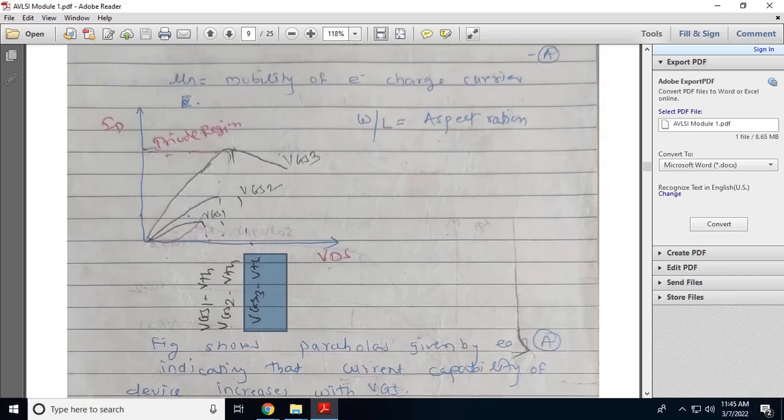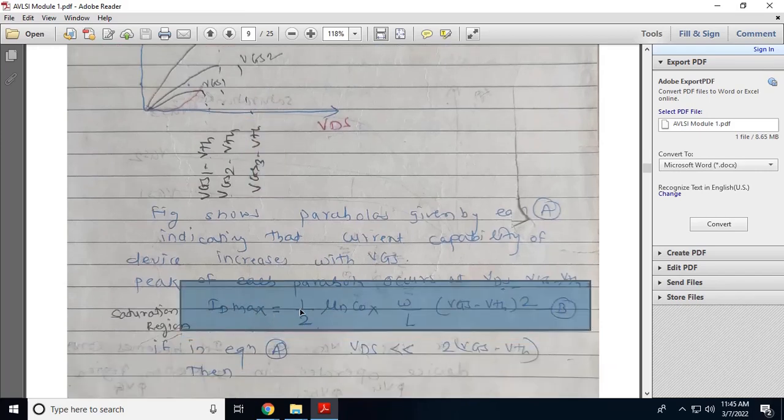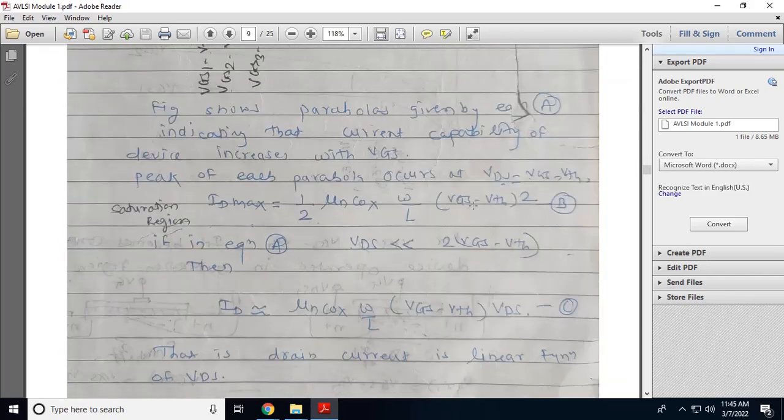You get the maximum value of the current when the drain to source voltage is equal to VGS minus VTH. So in the saturation region, the ID equation is ID max, that is the maximum drain current, equal to 1 by 2 mu n COX W by L VGS minus VTH whole square. So when you put VDS equal to VGS minus VTH, you will get equation B, that is ID is equal to 1 by 2 mu n COX W by L VGS minus VTH whole square.